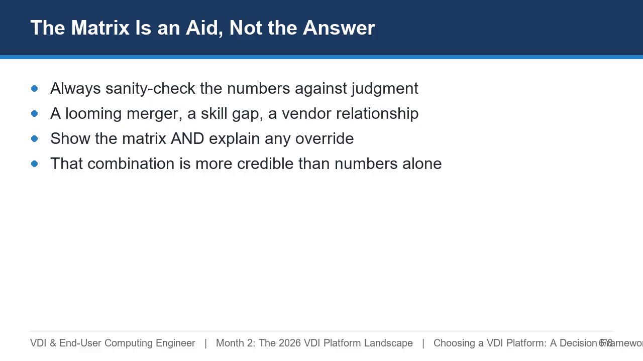The scoring matrix is a decision aid, not a decision maker. Always sanity check the numeric outcome against qualitative factors it can't capture, like a looming merger, a key admin's skill gaps, or a vendor relationship the customer values. A recommendation that shows the matrix and explains a judgment call that overrides it is far more credible than one that hides behind the numbers alone.